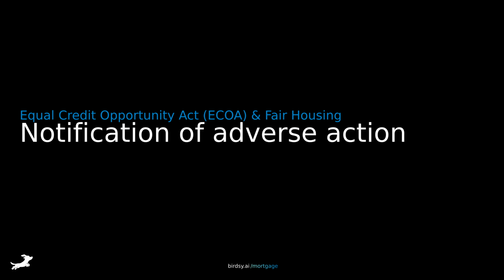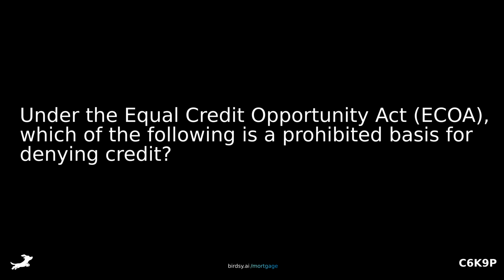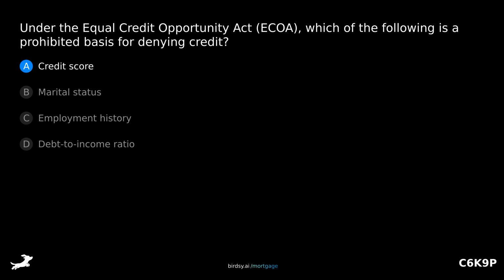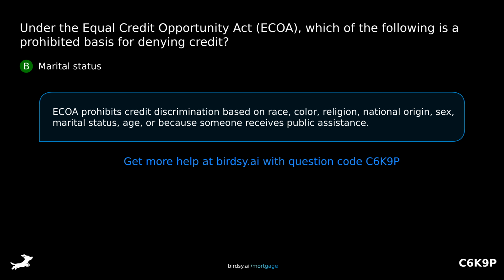Notification of adverse action. Under the Equal Credit Opportunity Act, which of the following is a prohibited basis for denying credit? Is it A. Credit score, B. Marital status, C. Employment history, or D. Debt-to-income ratio? The answer is B. Marital status. ECOA prohibits credit discrimination based on race, color, religion, national origin, sex, marital status, age, or because someone receives public assistance.